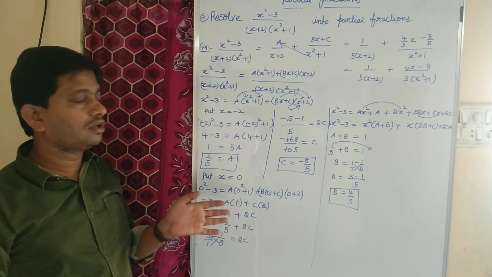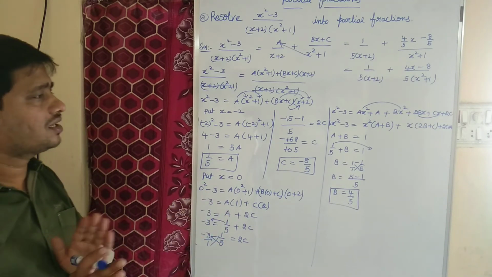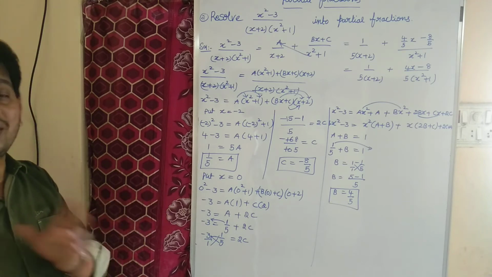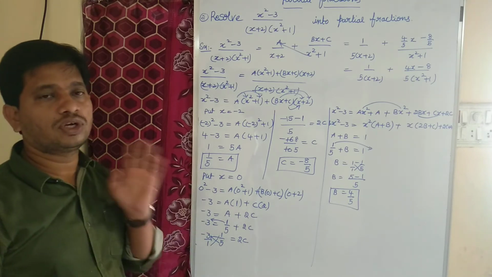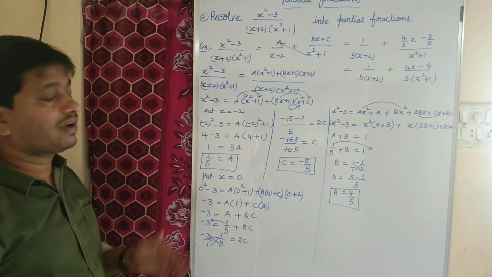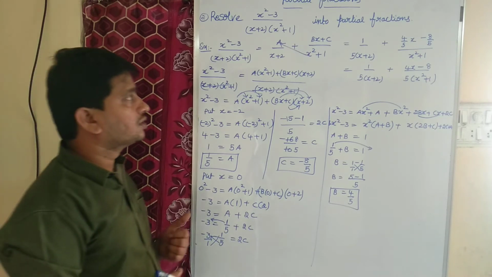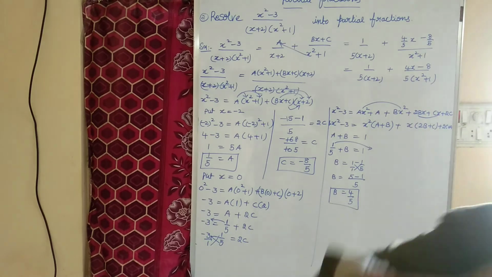Children, to get the value of b, we need to equate the coefficients. That is the only one thing we have to think about. That's all. Remaining everything is easy: putting in your values to get the values of a, b, c. Okay children, so this is our second problem.